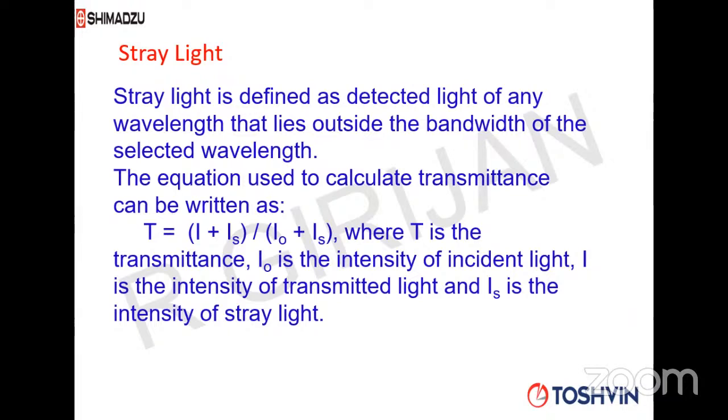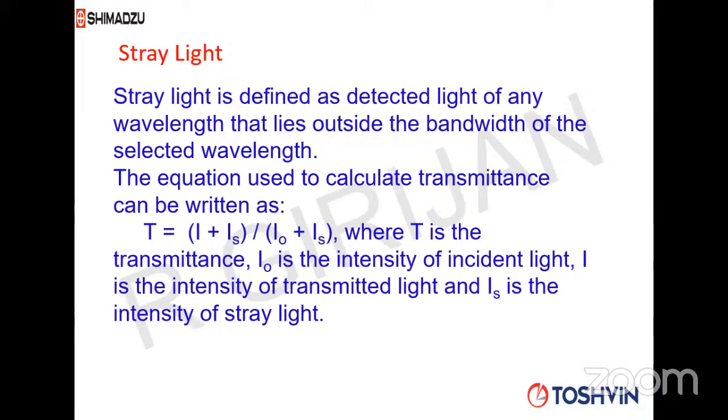Any unwanted wavelength, any unwanted light that is coming to the detector is called Straylight. Straylight is not under our control. It is under the control of the manufacturer. It is basically a function of the hardware system. So when they are designing the instrument, they will try to reduce the Straylight as much as possible.